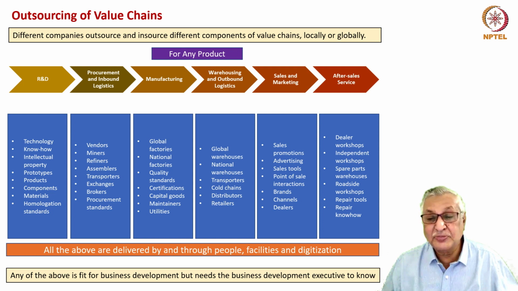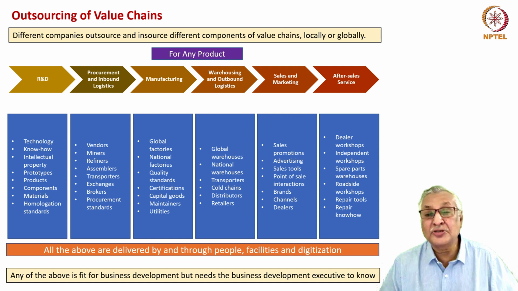The transport system you have, again, the transport system need not be owned by the company, it could be a cooperative endeavor with another company. The cold chains, the distributors, and retailers are important constituents of the warehousing and outbound logistics. It is important for a company to have experience in some of these specialized areas.